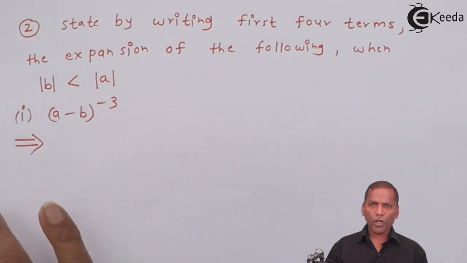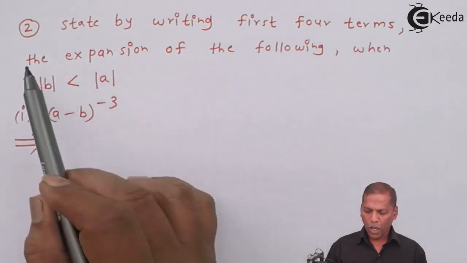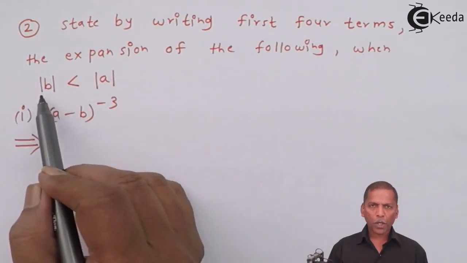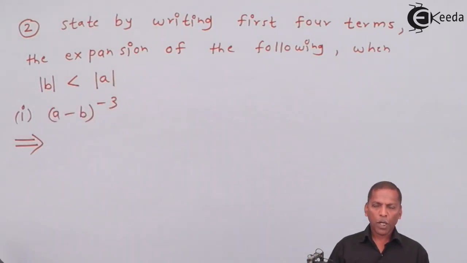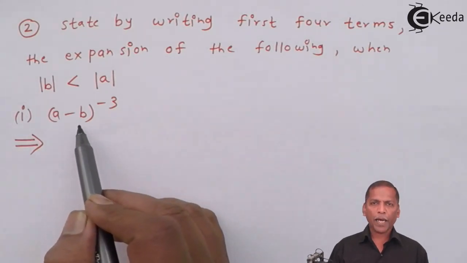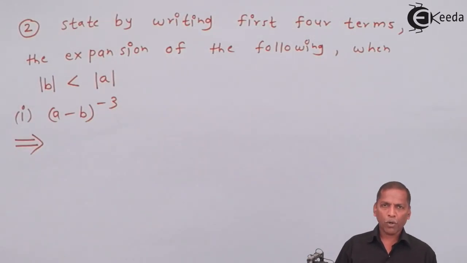Question number 2: state, by writing the first 4 terms, the expansion of the following, when modulus of B is less than modulus of A. The sub question 1 is (A minus B) whole bracket raised to minus 3. Now let's see the solution.